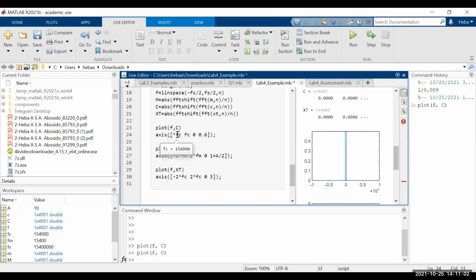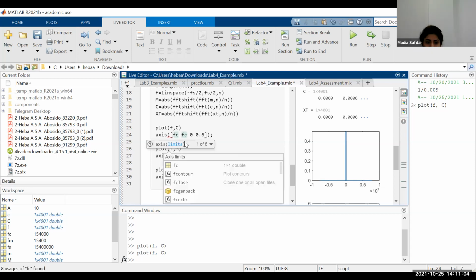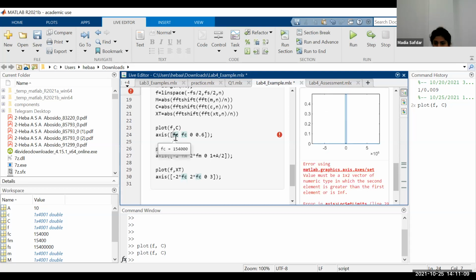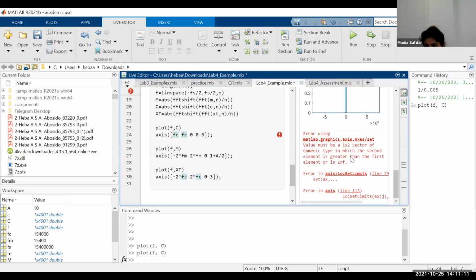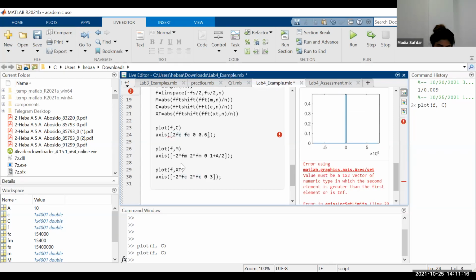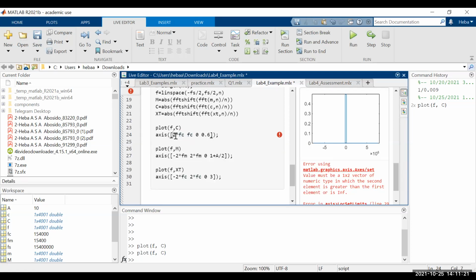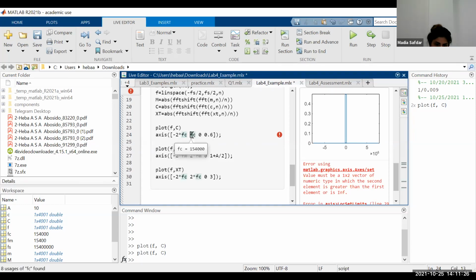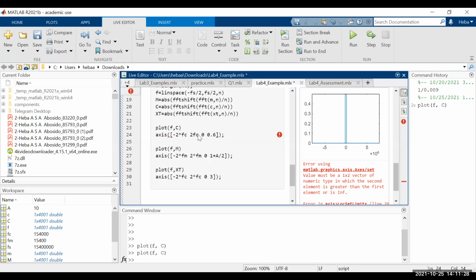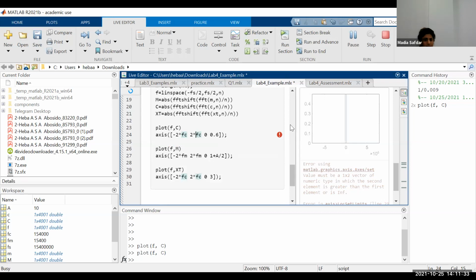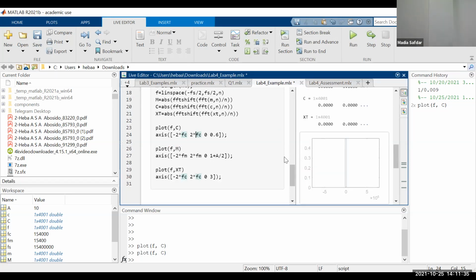-3 and 3. No, you have to choose with the frequency also. Because now this value must be 1 into 2 by 4, so you have to multiply it with some value. This is not possible in MATLAB. Always multiply with 2, or you can do 3 also, some amplitude. You can choose some value greater than 1.